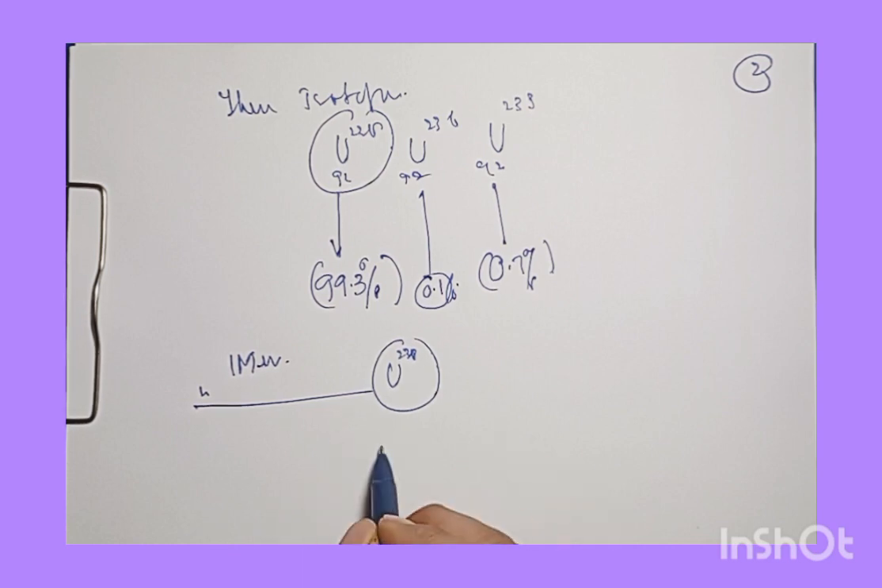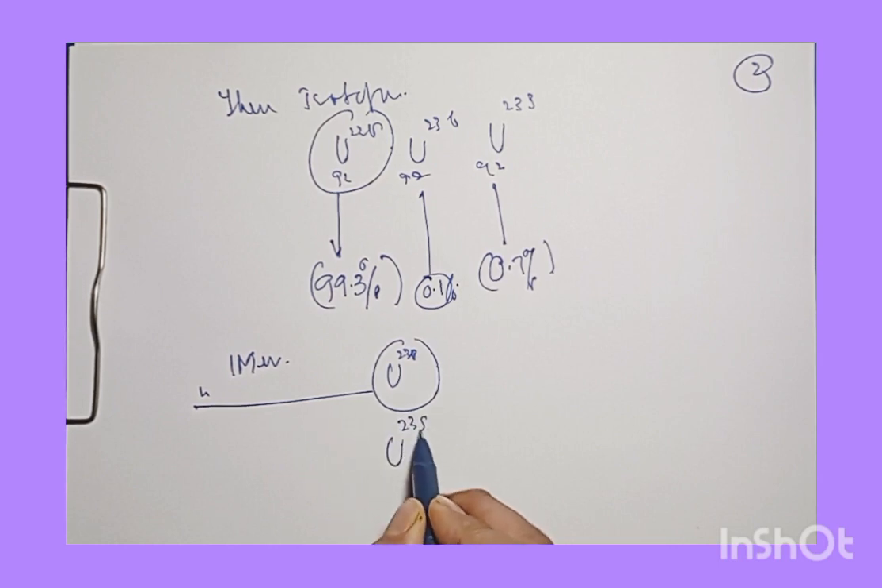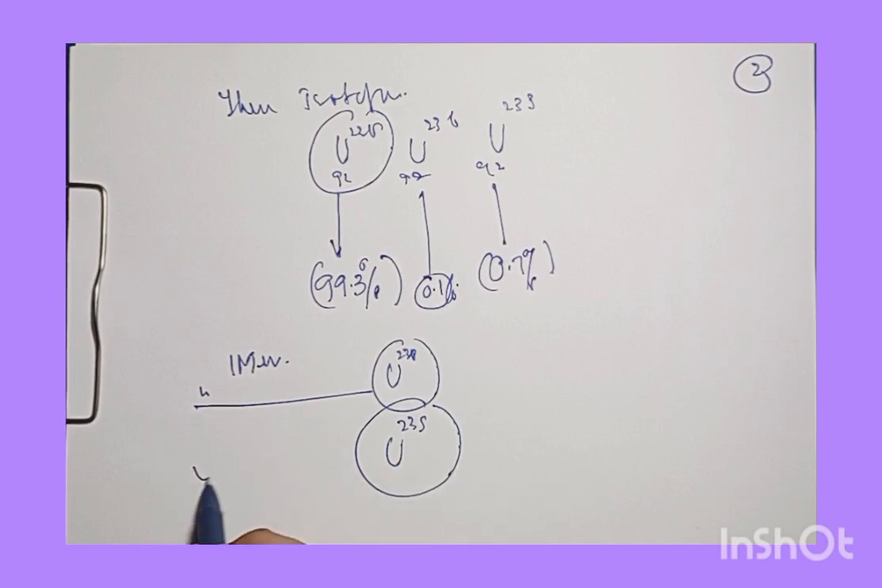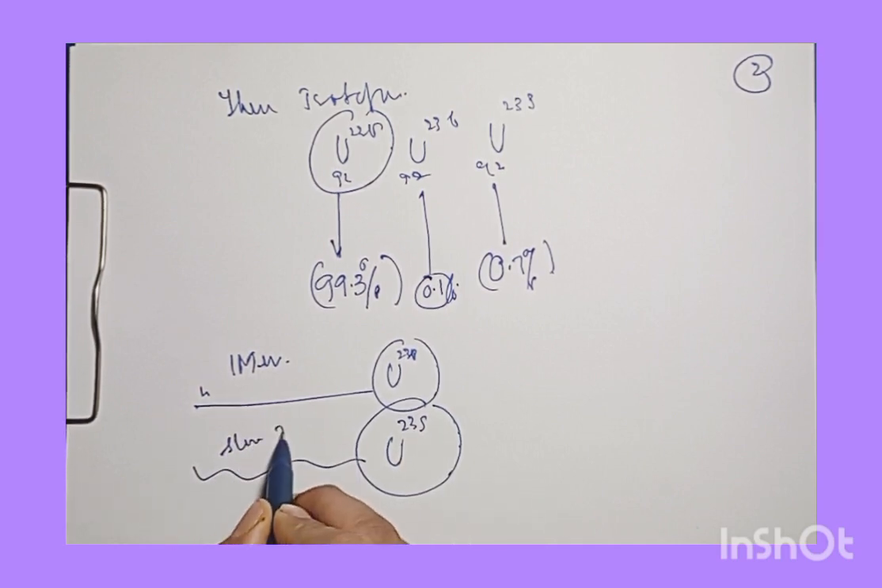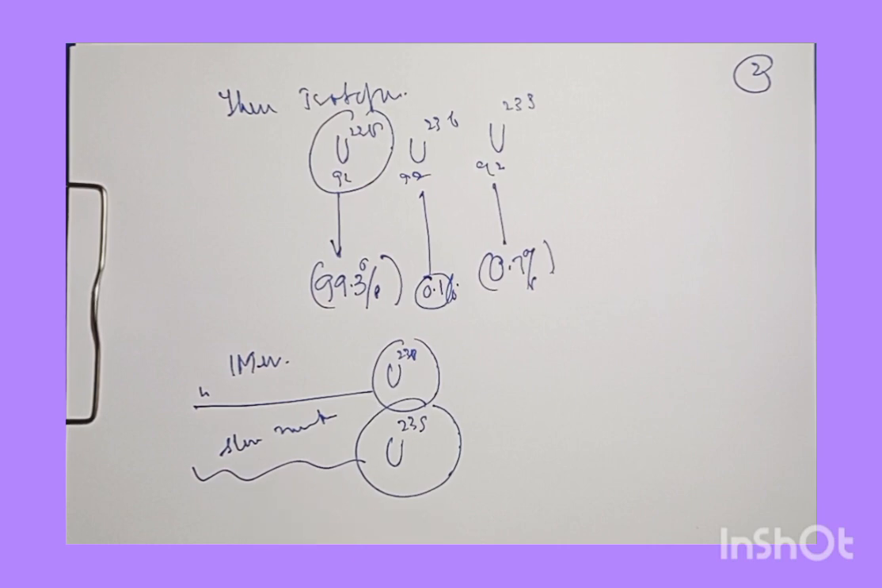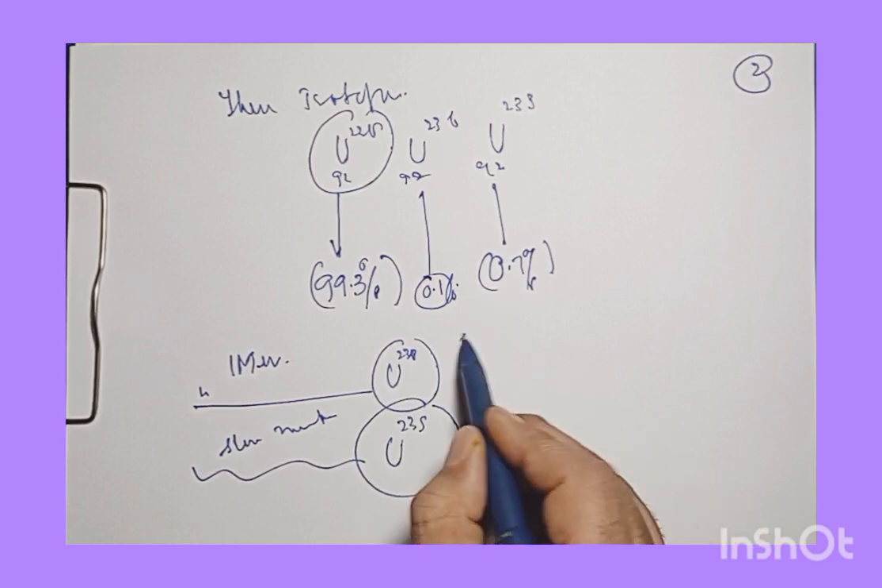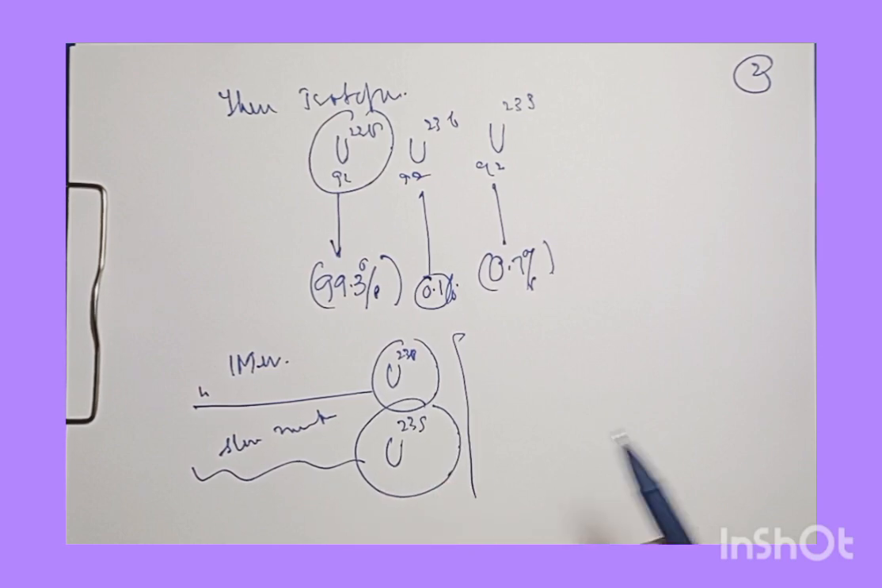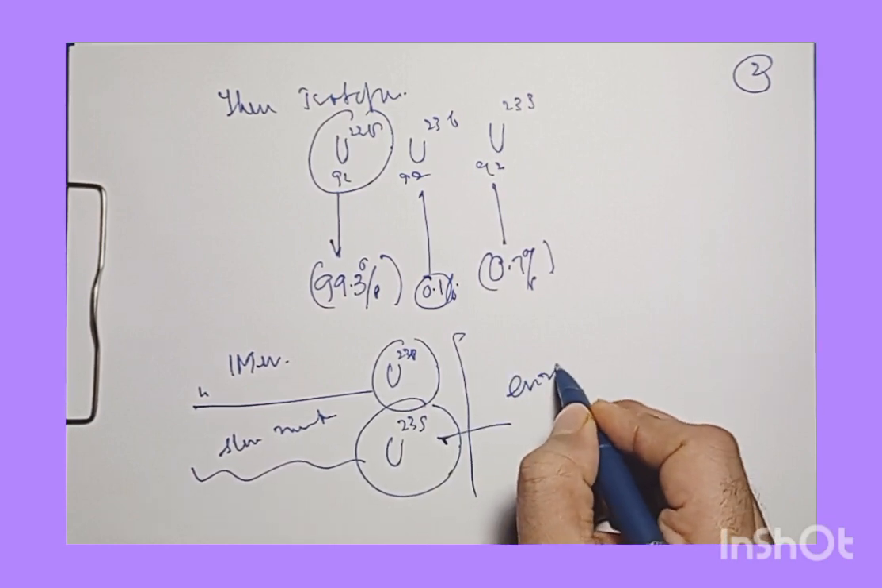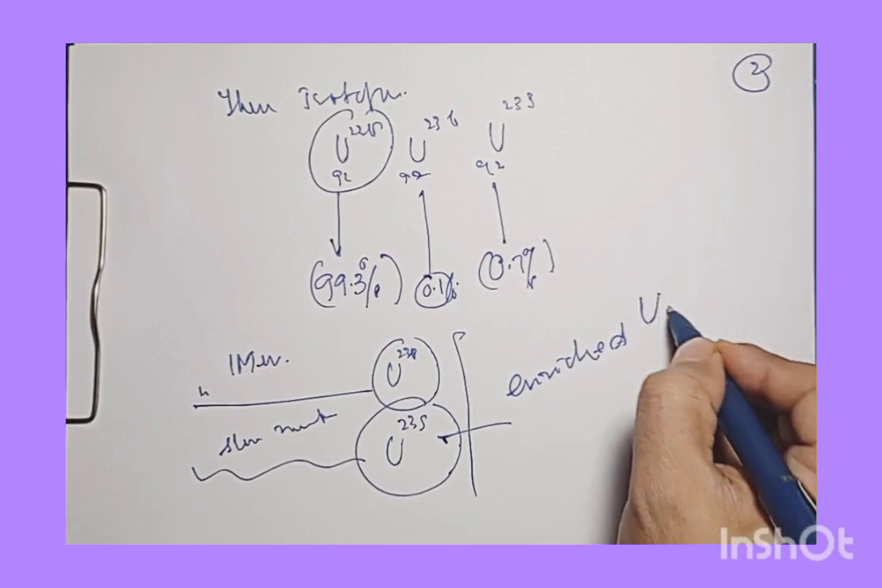Now, talking about uranium-235, this can be fissioned even by slow neutrons. To sustain the chain reaction, uranium-235 is separated from ordinary uranium, so we have to filter it out, and different methods are applied to do this. And the uranium-235 so obtained is called enriched uranium.